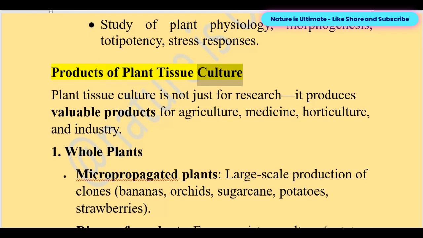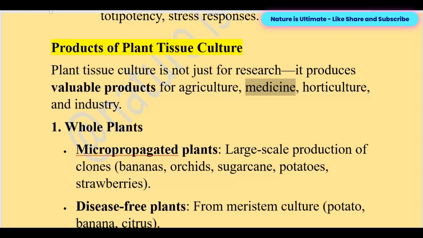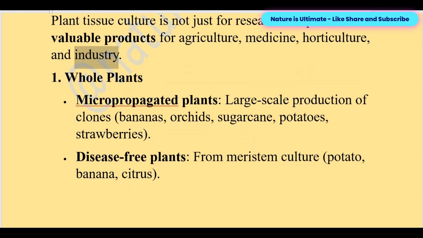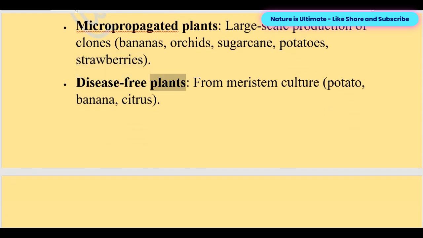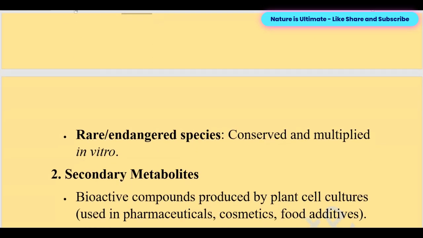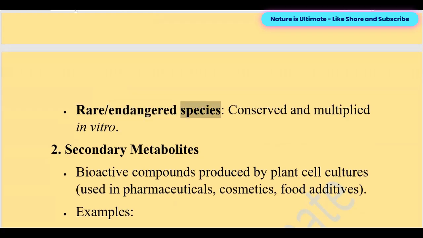Products of plant tissue culture. Plant tissue culture is not just for research, it produces valuable products for agriculture, medicine, horticulture, and industry. One, whole plants. Micropropagated plants, large-scale production of clones, bananas, orchids, sugarcane, potatoes, strawberries. Disease-free plants, from meristem culture, potato, banana, citrus. Rare/endangered species, conserved and multiplied in vitro.